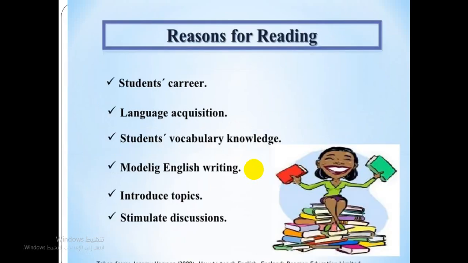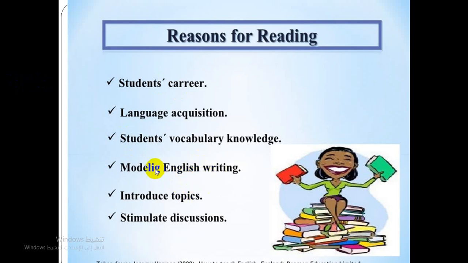Here, why do we teach reading? Just think about this question. Why do we teach reading? Of course, there are many reasons. Firstly, the students want to be able to read text in English, either for their career, for study purposes, or simply for pleasure. Reading texts also provide good models for English writing.